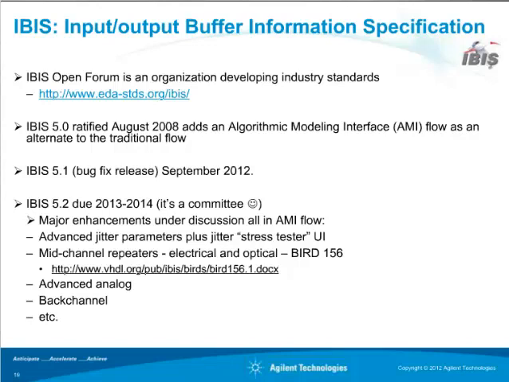In my note there, it is a committee. This is what happens. That will include some new and major enhancements to the AMI flow, improvements to jitter. And one specific thing I want to bring out here is mid-channel repeaters targeted for this release as well. And if you want to look up the specification or the information on that, look up BIRD 156, that's the particular one that relates to mid-channel. And this is how, as you'll see later, we'll put optical links into the context of channel simulation.